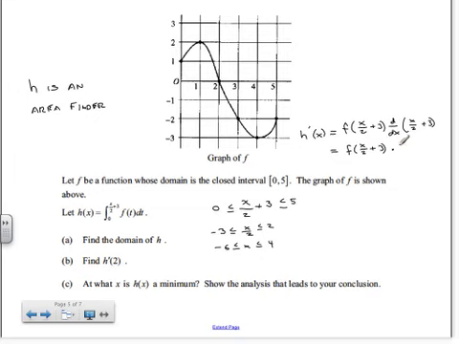So this is our derivative of h, and they're asking for the derivative of h at 2. And so h prime of 2 would be f of 4 times 1/2. f of 4 from the graph is negative 3, so we have negative 3/2.